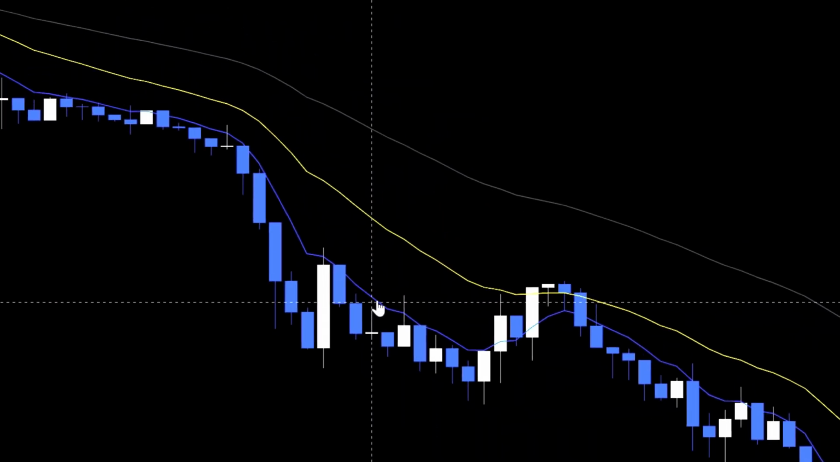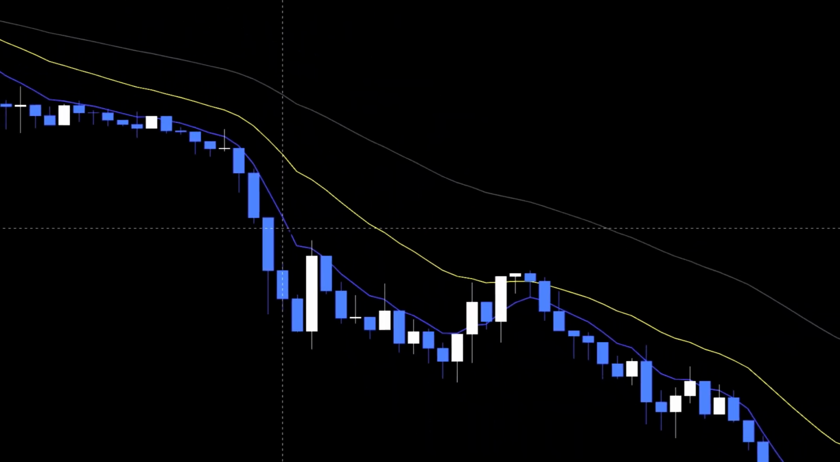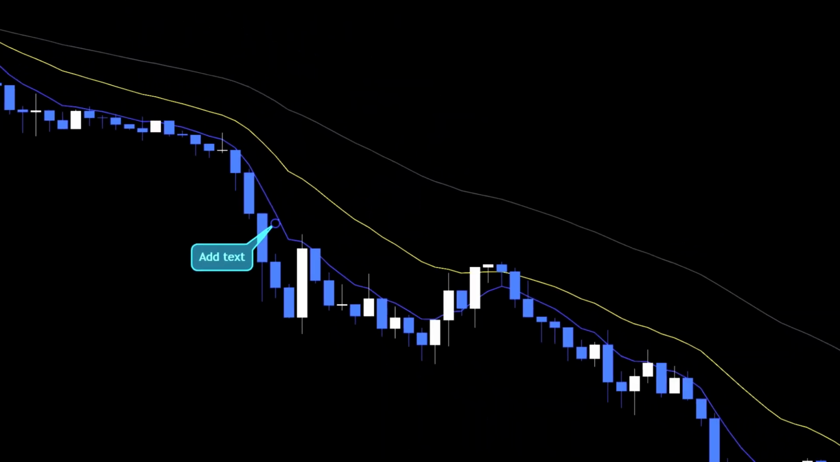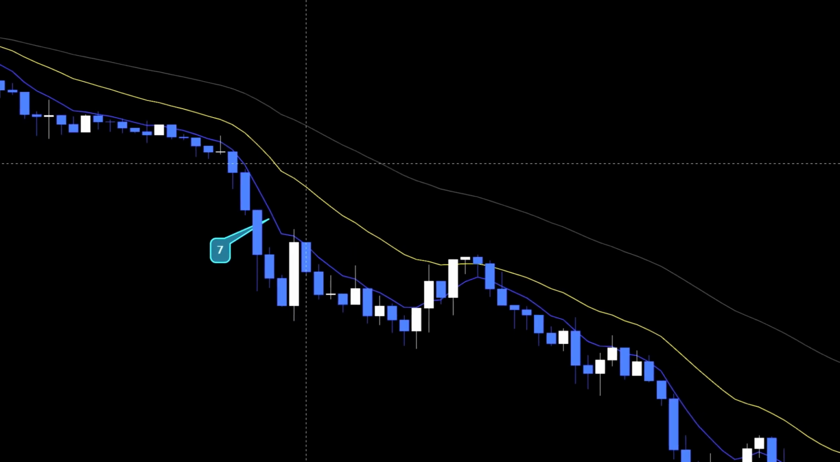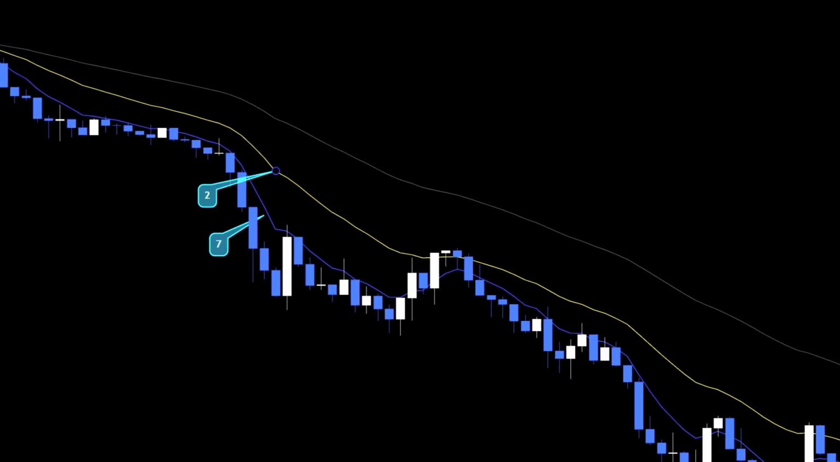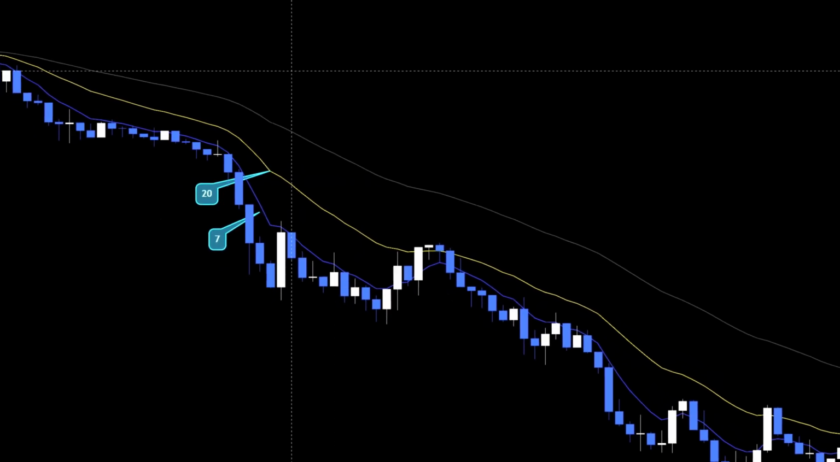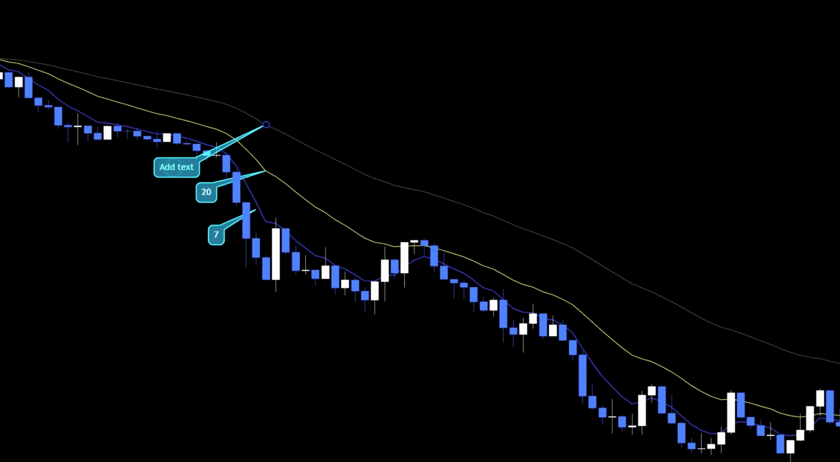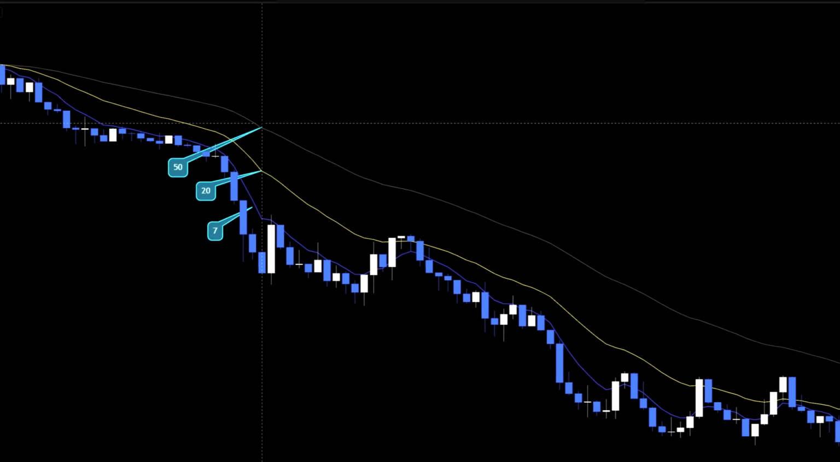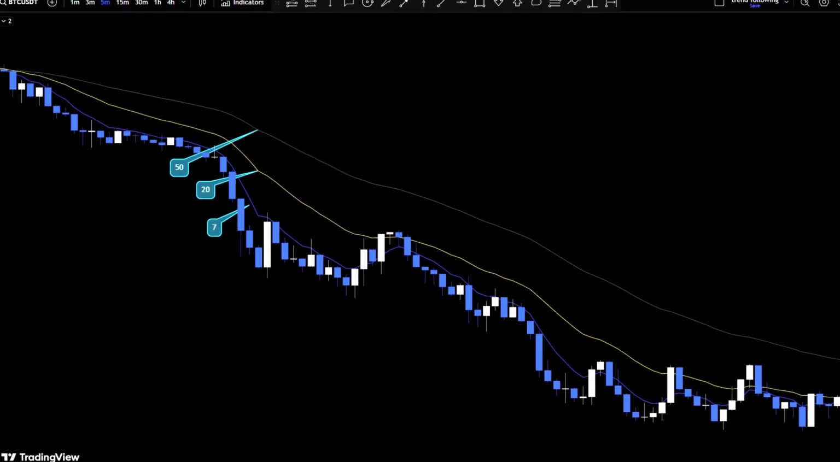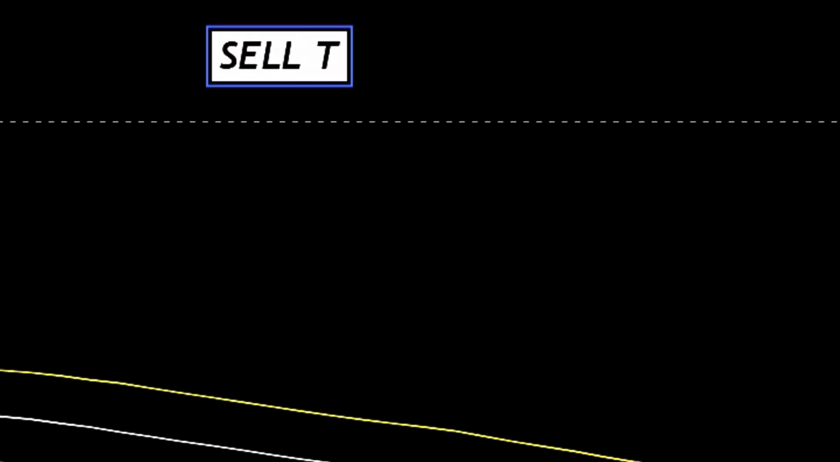Here's the logic behind it. Prices don't move in a straight line. They tend to stretch away from the moving averages and then snap back toward them. Think of it as the price taking a quick breather before continuing its direction. Our job is to catch that breather and use it to enter the trade. Let's break it down with an example.